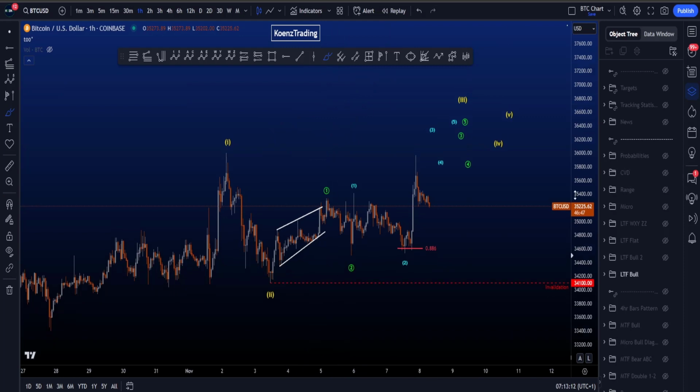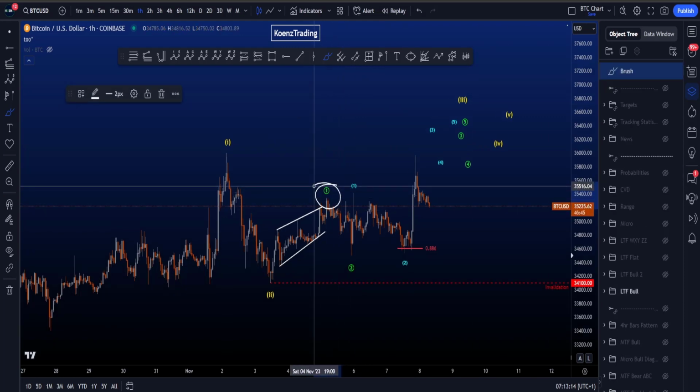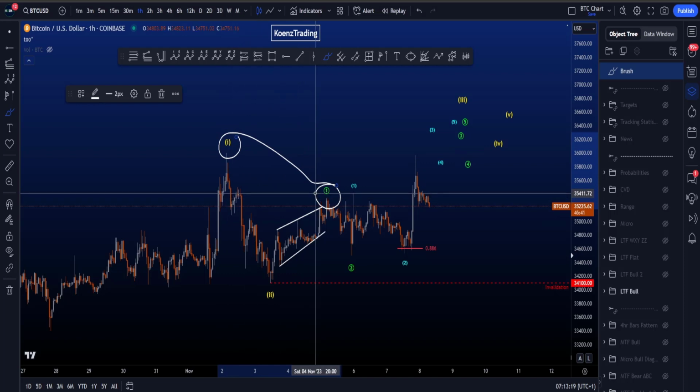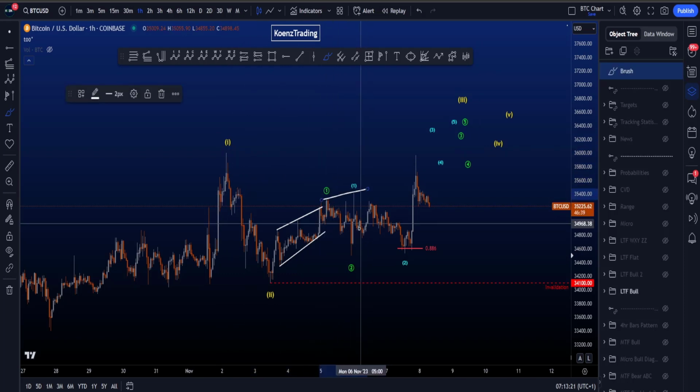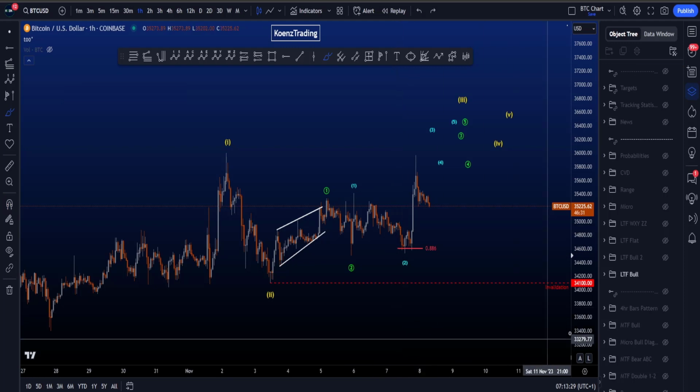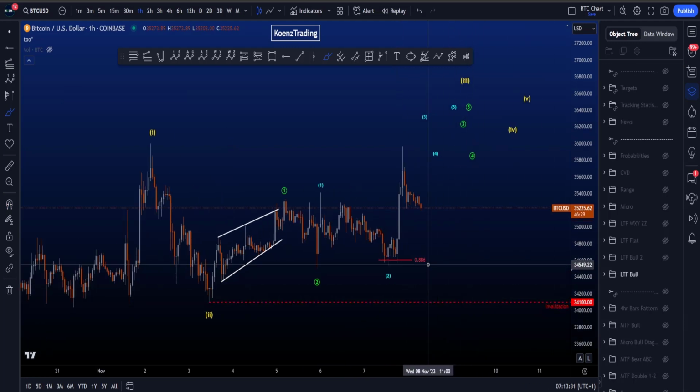Now, as you can see in this scenario, the second wave 1, being the green wave 1, did not take the high of the first wave 1 over here. If you also pull trend lines between the green 1-2 and the blue 1-2, then you can see it's an expanding structure and not a contracting structure, which is also less common, lowering the probabilities for this particular scenario.